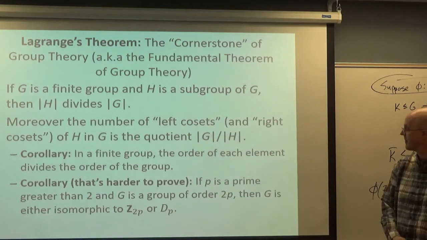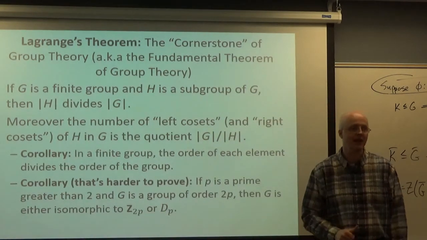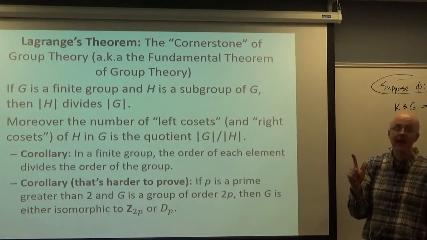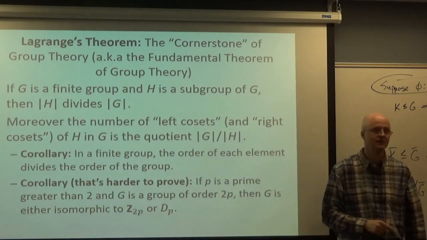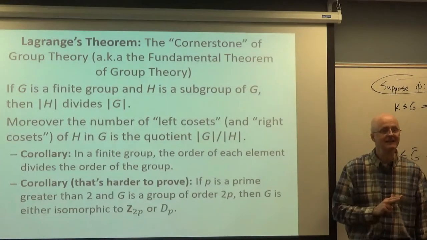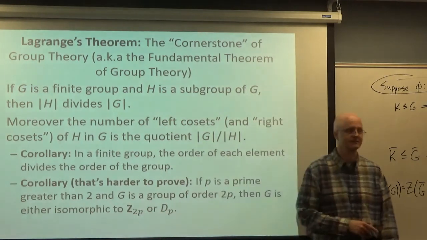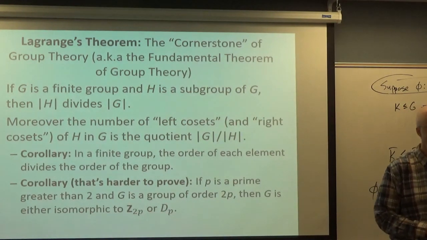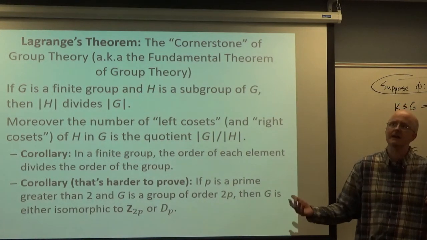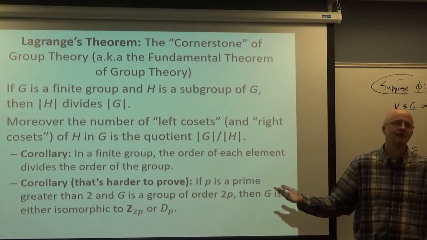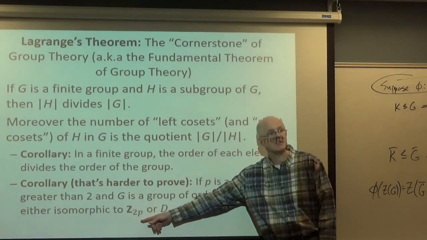So any group of order 6 is isomorphic to Z6 or D3. Any group of order 10, 2 times 5, is isomorphic to either Z10 or D5. Any group of order 14, 2 times 7, is going to be isomorphic to either Z14 or D7. That's pretty astounding that you could say such a thing. Any group of order, what would it be? Maybe like 82, which is 2 times 41. 41's prime, so it is isomorphic to either Z82 or D41.